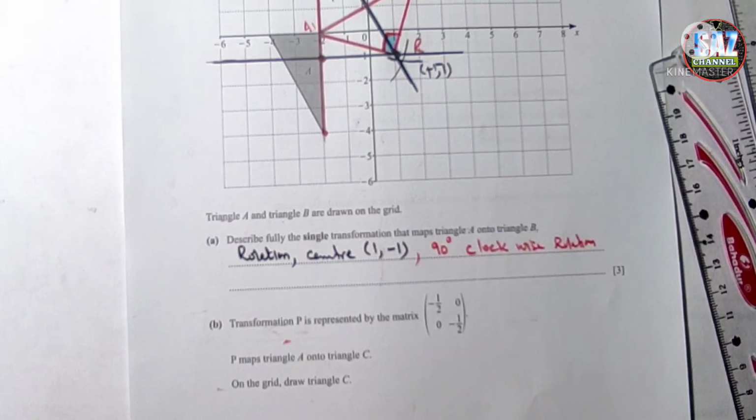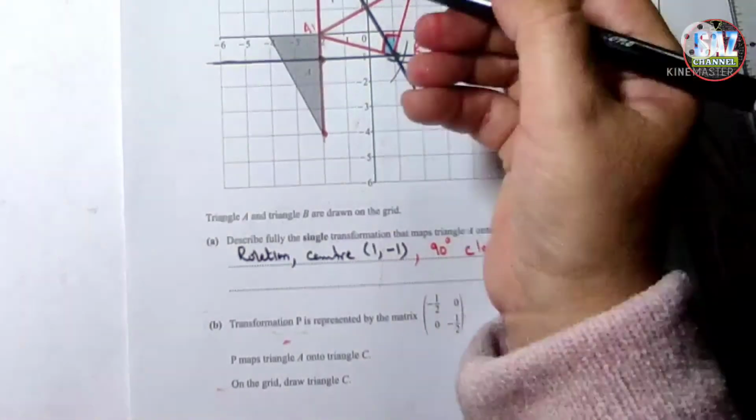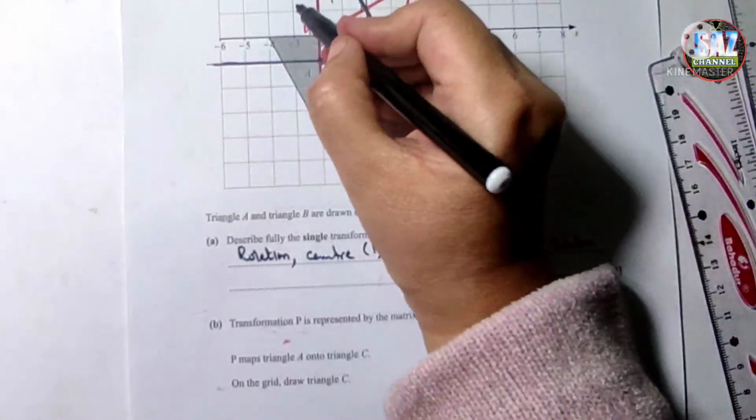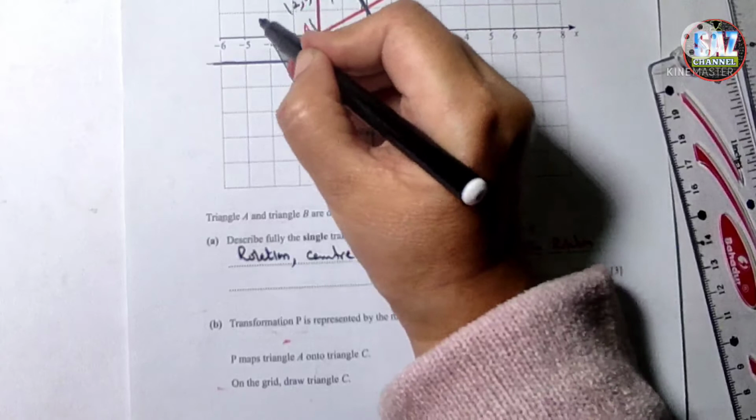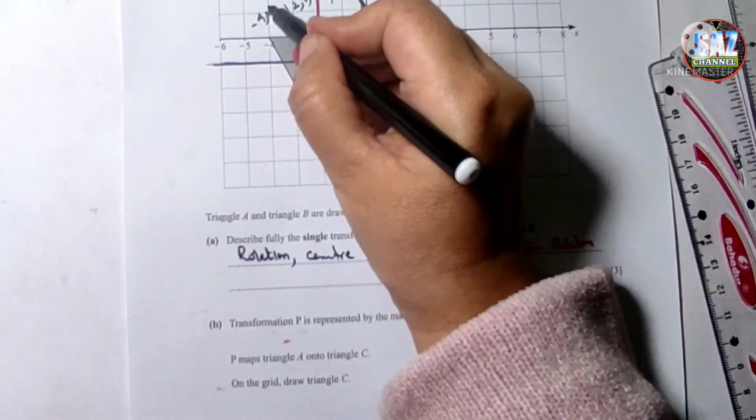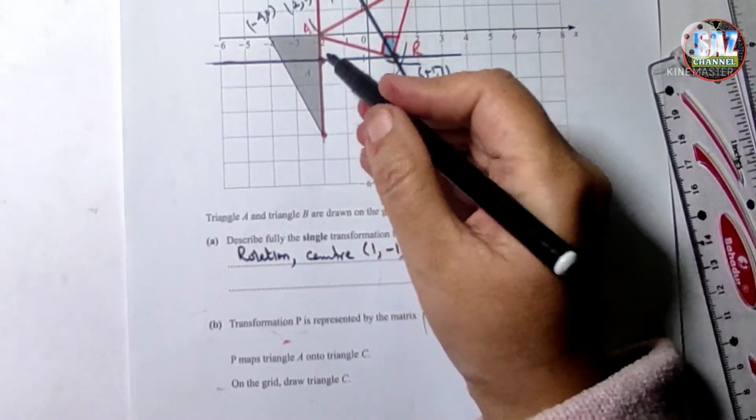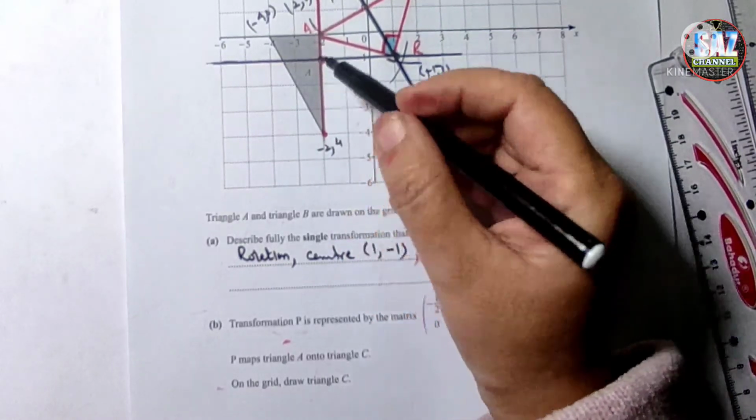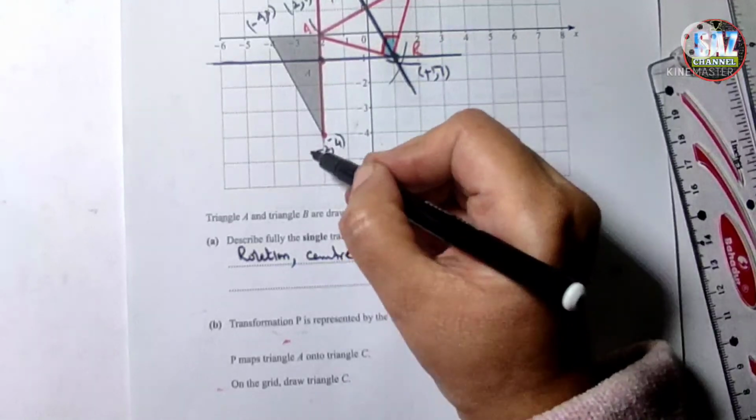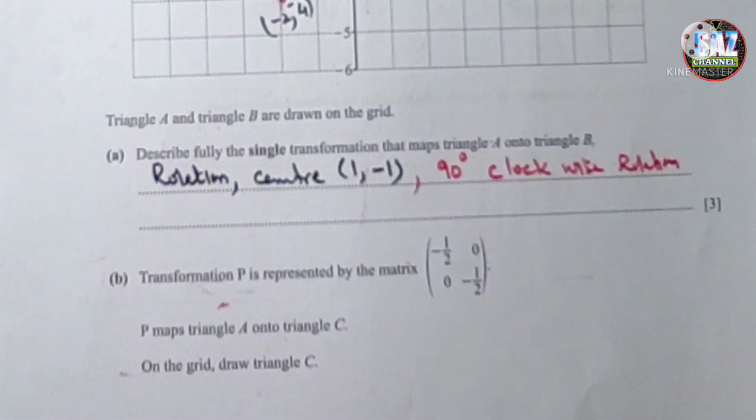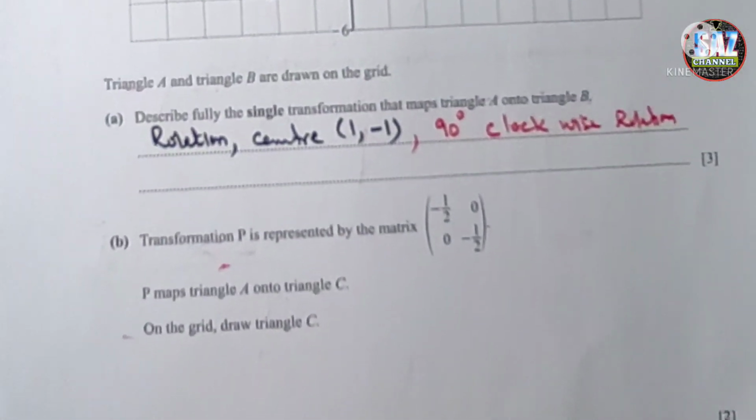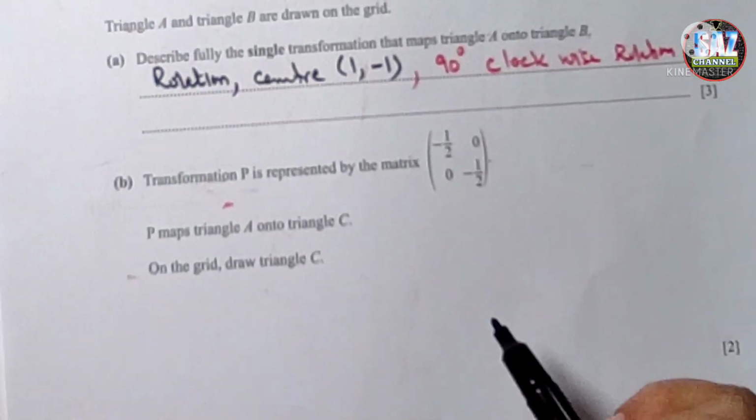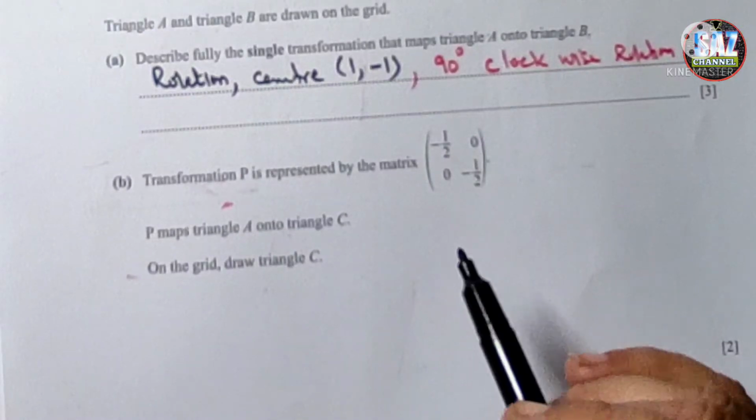First, let me write down the vertices of triangle A. The vertices of triangle A are (2, 0), (-4, 0), and (-2, -4): X value -2 and Y value -4. Now we have to draw triangle C. First of all, we have to find the image of triangle A under this matrix.